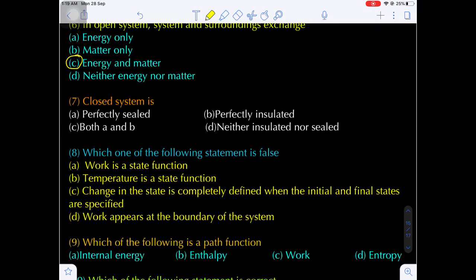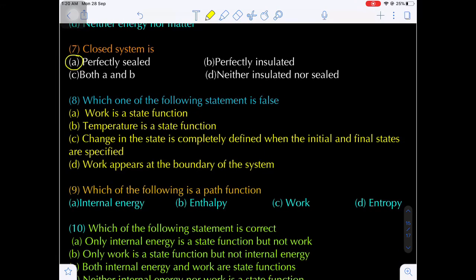Okay. And next question, a closed system is perfectly sealed, perfectly insulated. It is perfectly sealed. If it is perfectly insulated, then it is called isolated. Why is it called closed? Yes or no? Next question, which of the following statements is false? Work is a state function? Yes, this is the incorrect statement. Do you know work and heat both are path functions? So this is the incorrect statement.